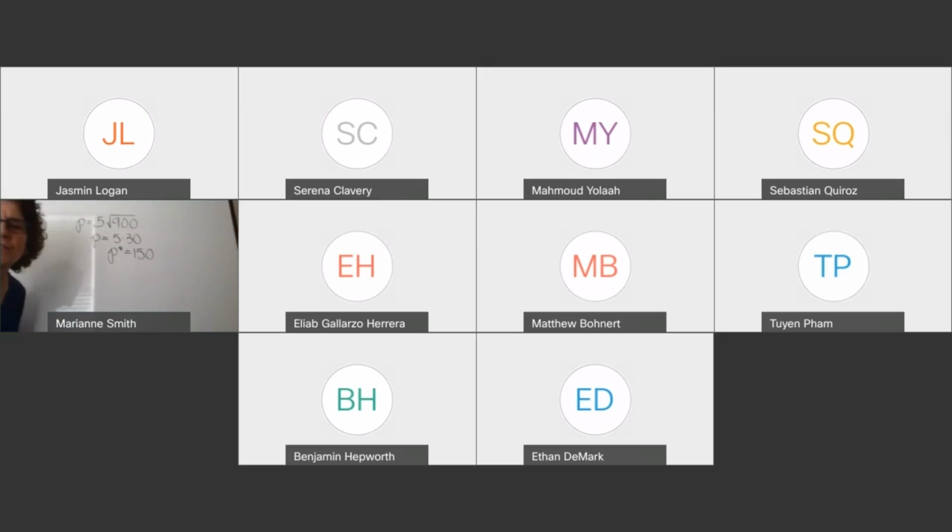Anybody have questions about how to get equilibrium quantity or equilibrium price? Set the two supply and demand equations equal. First solve for Q star, and then plug it into either equation to get P star. Well, let's figure out what consumer surplus is. Now that we have Q star and P star, we're good to go.